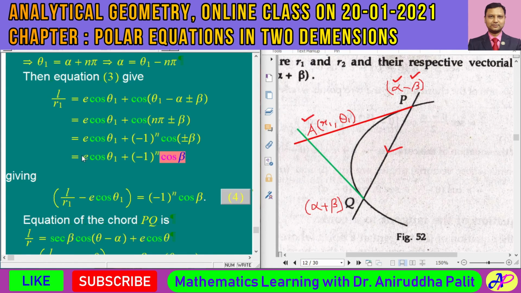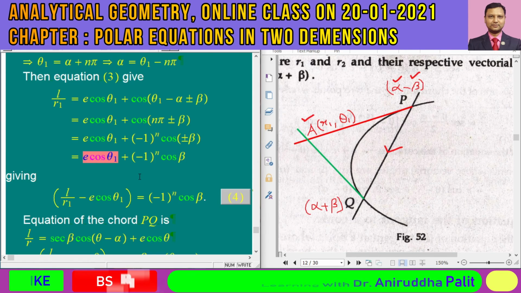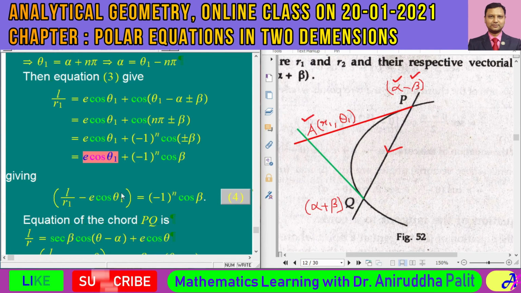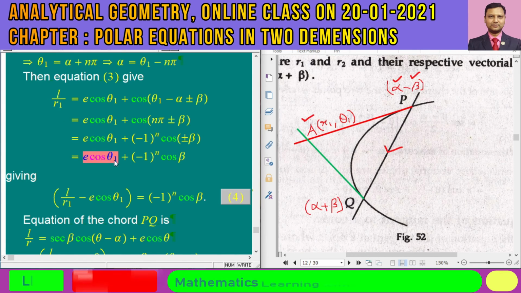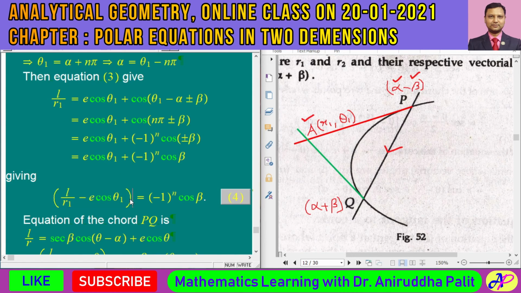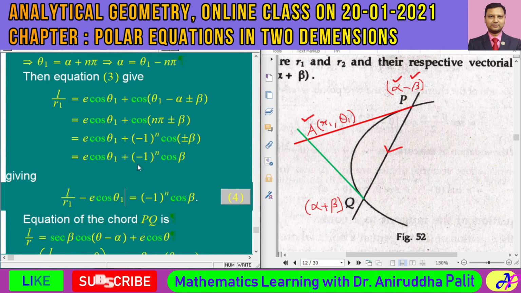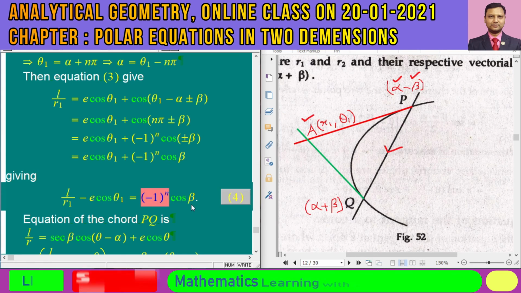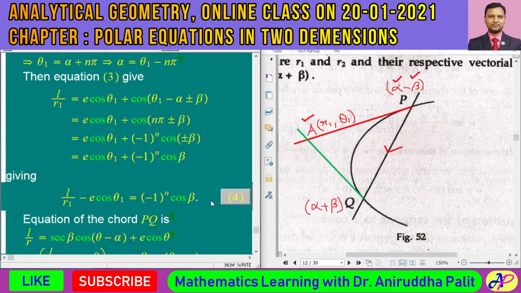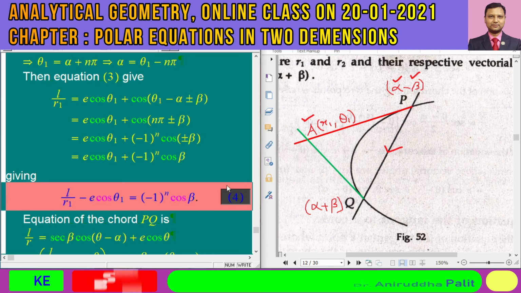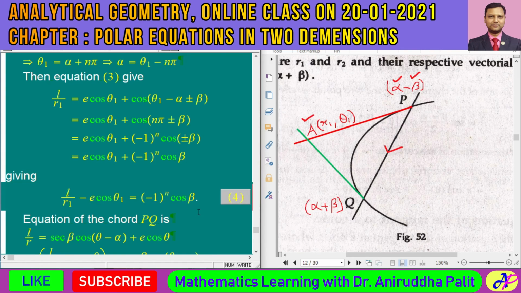And now we shift this term E cos theta 1 to the left hand side, and in that case we shall get L by R1 minus E cos theta 1. This quantity would be equal to minus 1 to the power of n multiplied by cos of beta. We mark this relation by equation number 4.